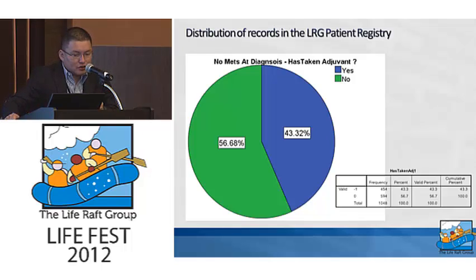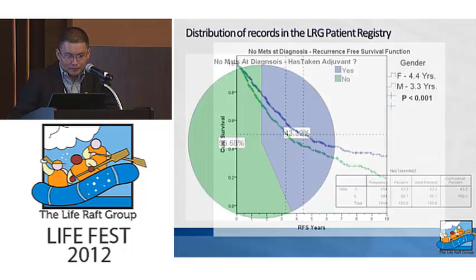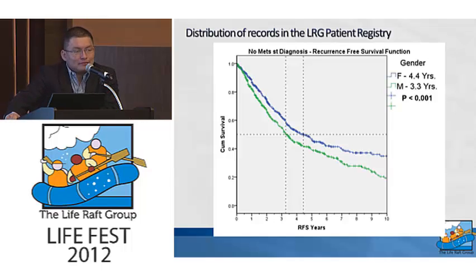This pie chart is going to show, from all the patients who reported no meta diagnosis, how many of them have taken Gleevec, have taken adjuvant Gleevec. Now, we could say that 56.68% didn't take adjuvant Gleevec, but it could be that in some of those cases it wasn't available at that moment, because as you saw in a previous chart, we have some patients that were diagnosed before the imatinib era.